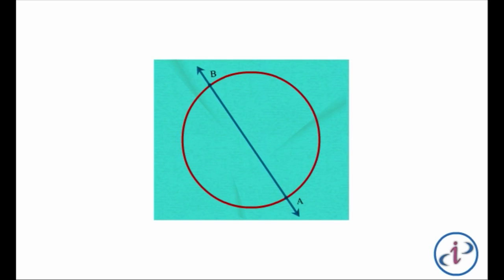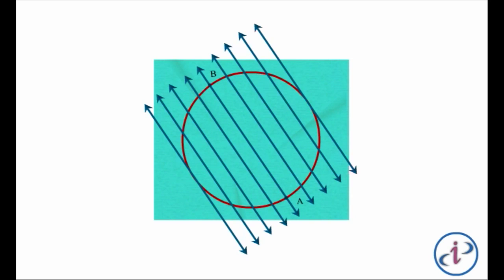We know that a tangent to a circle is a line that intersects the circle at only one point. Let us perform an activity. Take a paper and draw a circle and the secant AB of the circle. Draw various lines parallel to the secant on both sides of it. You will notice that the length of the chord cut by the lines will gradually decrease.